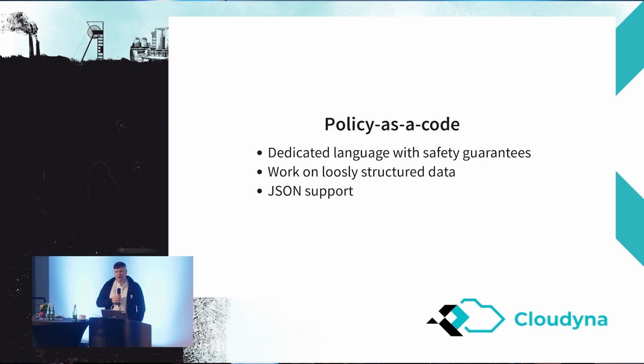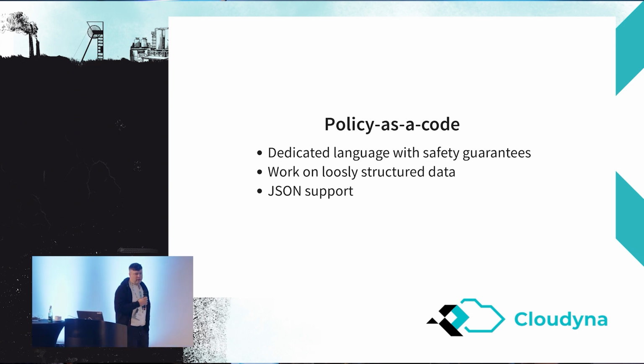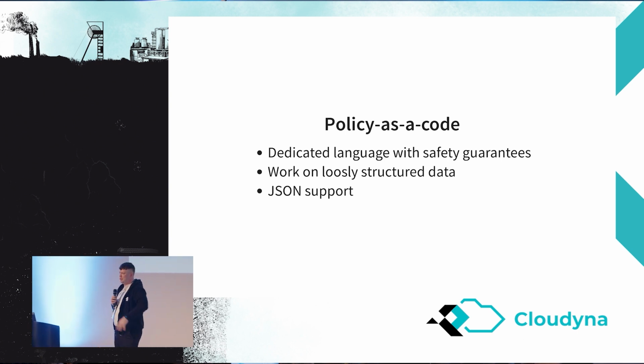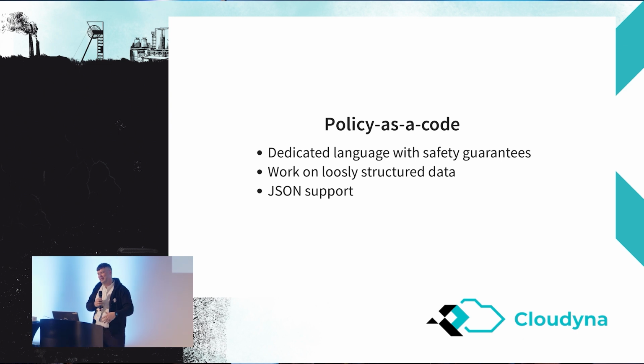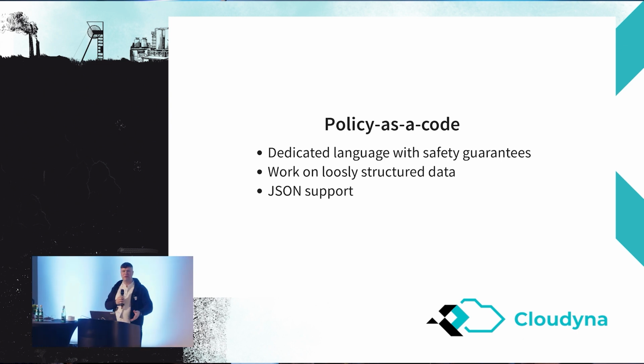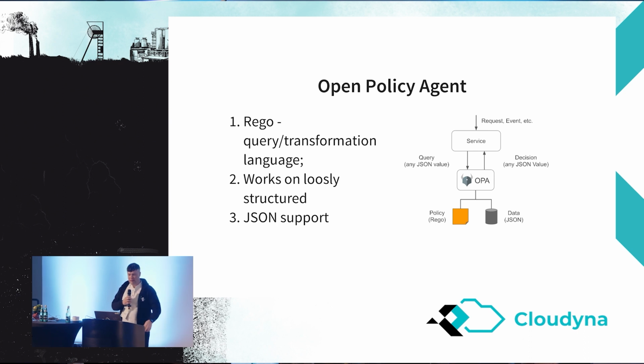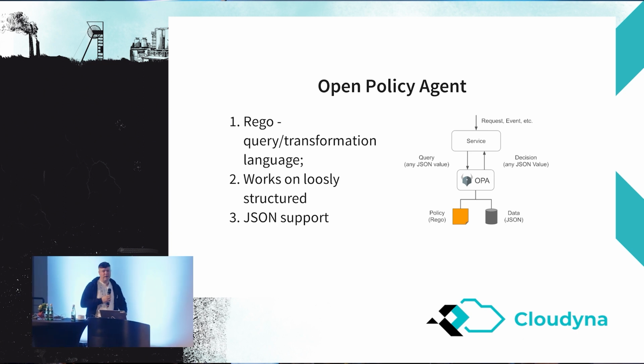So where do we arrive? We arrive at policy as code, which provides us a language with safety guarantees. It can work on loosely structured and unstructured data, and it has very proper JSON support. JSON support is important because now everything is JSON, or YAML in this regard. And the technology that we chose is Open Policy Agent, which provides us a language called Rego. It provides query and transformation capabilities. It works, of course, on loosely structured data, has JSON support, and this diagram shows how you can employ it as a part of the service.